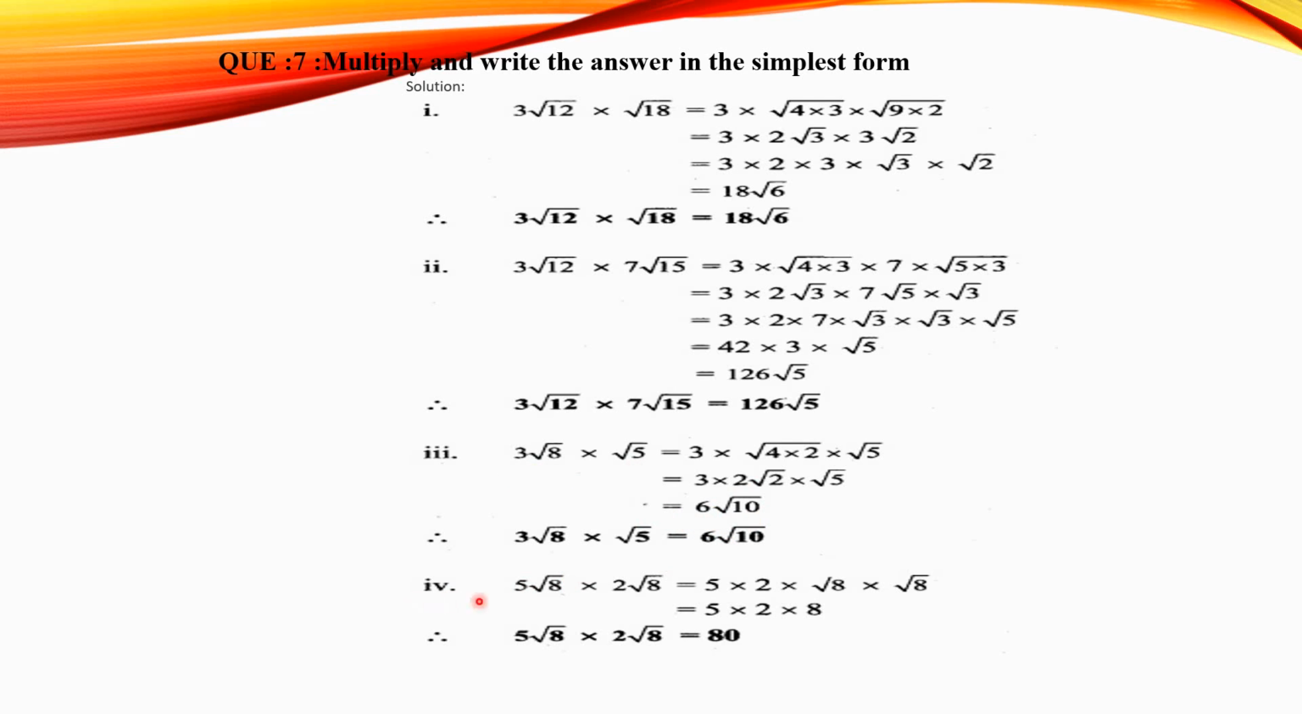Fourth question, that is 5 root 8 multiplied by 2 root 8 is equal to 5 multiplied by 2 multiplied by root of 8 multiplied by 8. So that is equal to 5 into 2 multiplied by 8, where root 8 and root 8 will be multiplied and the square root will be removed. So we have 5 into 2 multiplied by 8, that is 10 multiplied by 8 will be equal to 80. Therefore 5 root 8 multiplied by 2 root 8, our answer is 80.